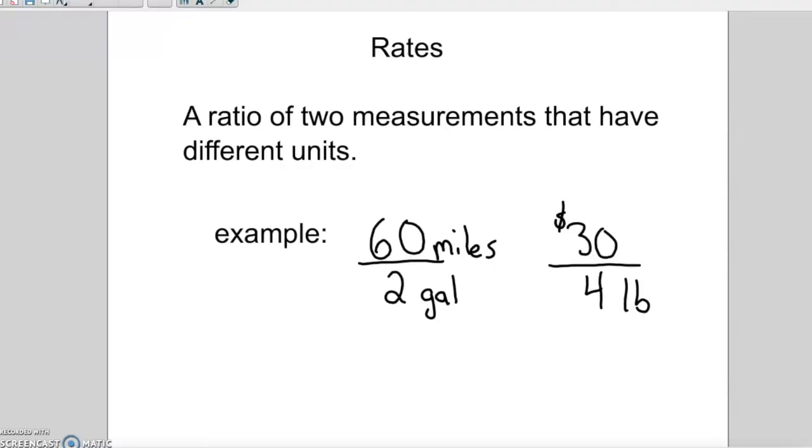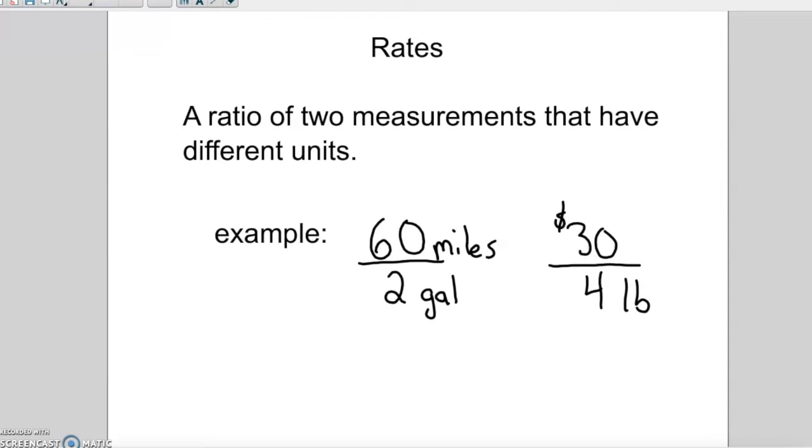Hey there, sixth graders. Today we'll be talking about something called rates, or a rate. Now, what is a rate? Well, we were talking about ratios this week, right? So a rate is a ratio of two measurements that have different units. So here are a few examples. Let's say you drive 60 miles and you use 2 gallons of gas. So 60 miles to 2 gallons is your rate. Okay? Which means you're getting about 30 miles per gallon. We'll talk about how we figure that out in a second.